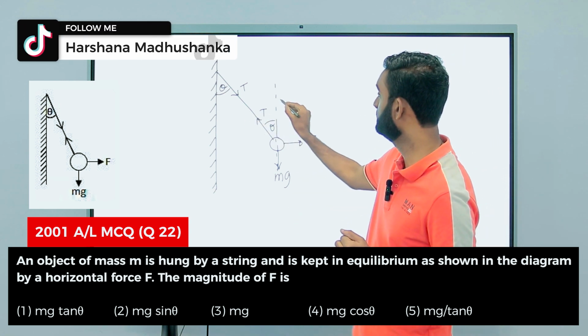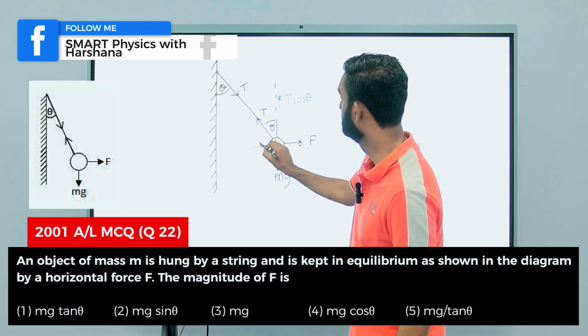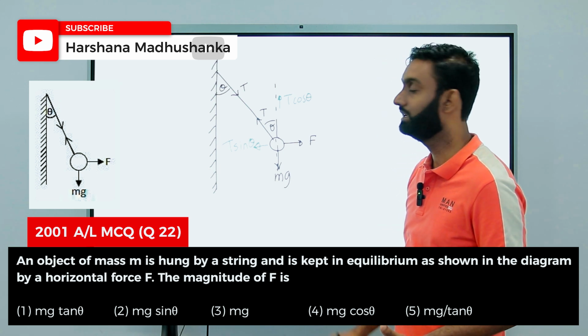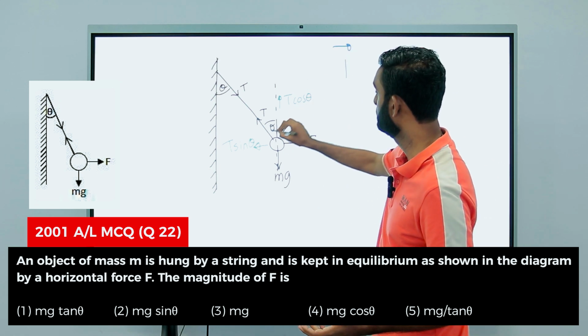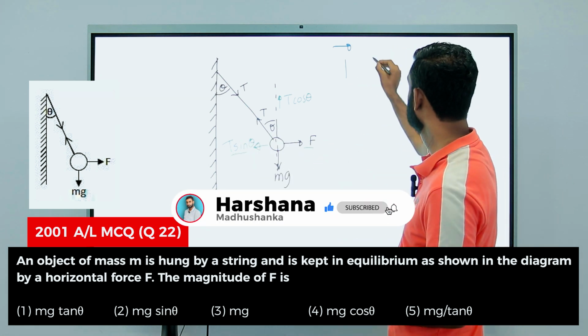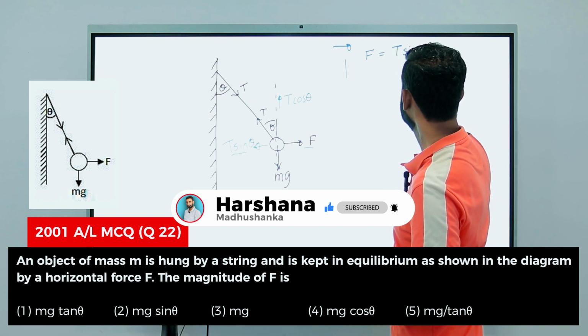Then this one, this way, T cos theta, this way, T sin theta, to balance it vertically and horizontally. Horizontally, to balance it, you need to equal these two. Then F is equal to T sin theta.